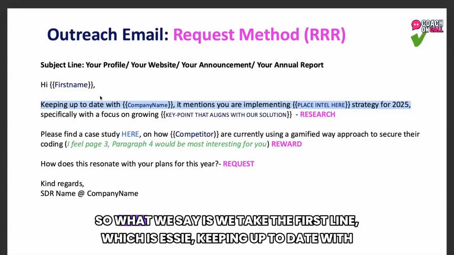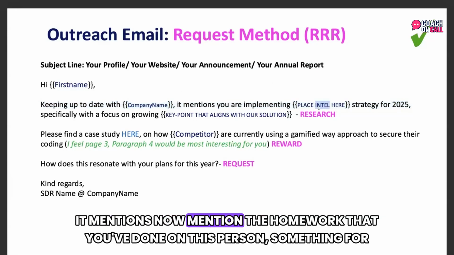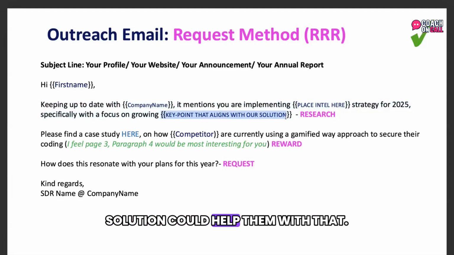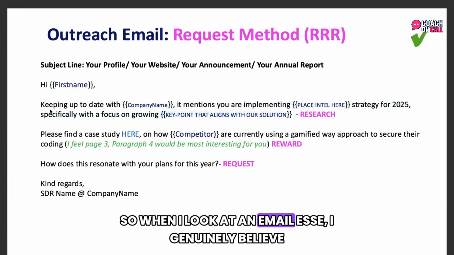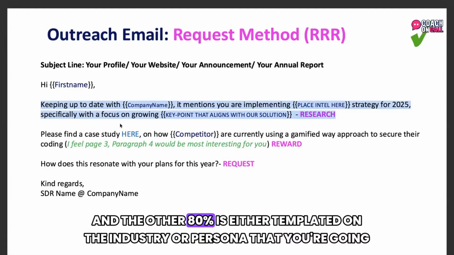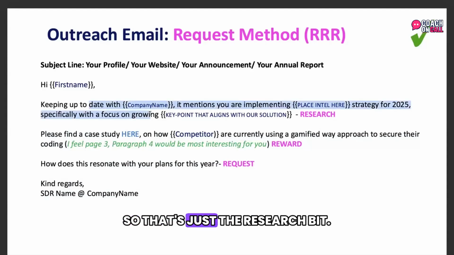Exactly. So what we say is we take the first line, which is keeping up to date with your company. Now mention the homework that you've done on this person, something for this year specifically with a focus on, and this is where it ties into how you or your solution could help them with that. I genuinely believe you only need to personalize 20% of that email, and the other 80% is templated on the industry or persona that you're going after. So that's just the research bit.